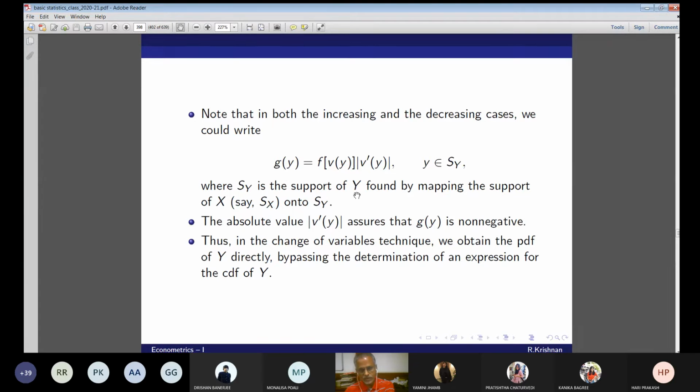SY is the support of Y, found by mapping the support of X. Absolutely, we will assume that GY is non-negative. Thus, in the change of variable technique, we obtain the PDF of Y directly, bypassing the determination of an expression for the CDF of Y.